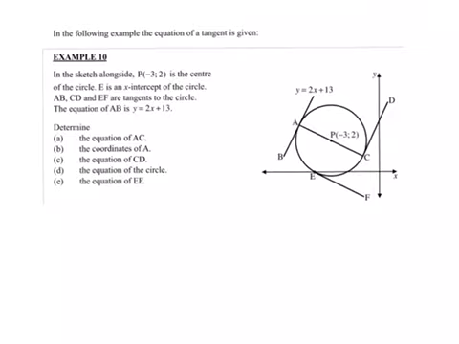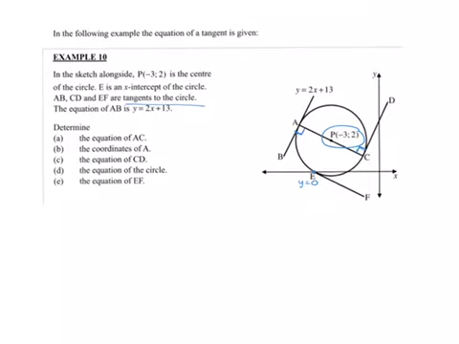For example 10, also on page 207 to 208 of your textbook, they say there that in the sketch alongside, you have P(-3; 2) as the center of the circle. E is an x-intercept of the circle, so we know y is equal to 0. AB and EF are tangents to the circle. So definitely here, this is going through the center. It's definitely a diameter or a radius, so there's 90 degrees there.